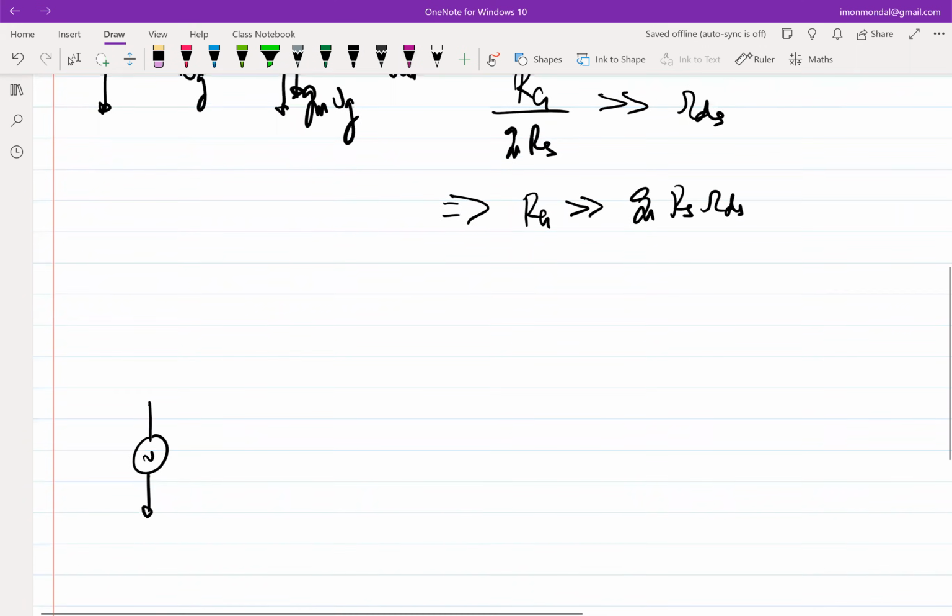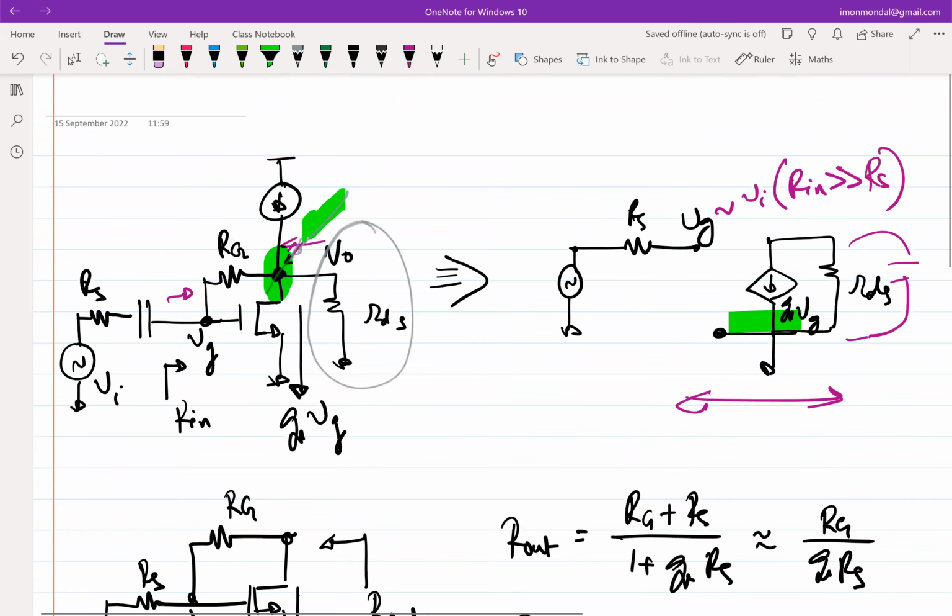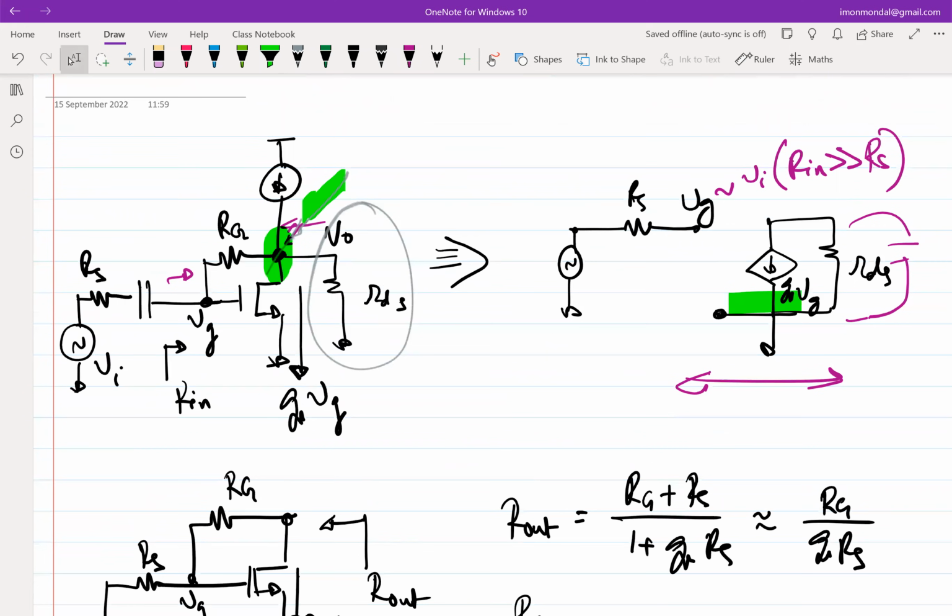Sir, can you please explain your thought process, how you approached this? Sir, I was trying to find this condition just by current division. There will be two currents, one will flow through RDS, another will flow through RG and RS. And I was trying to find out that the current flowing through RDS is much greater than the current flowing through RG and RS. Yeah, fine. In that case, the overall expression will become so complicated. Yeah, so that's what I'm saying.